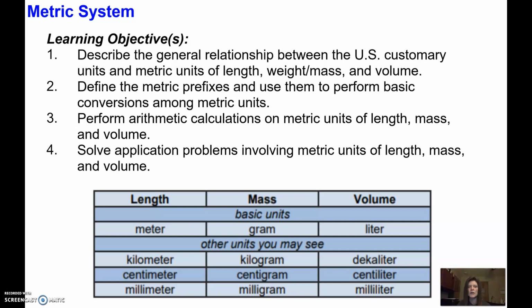Our goals here are to just know what the general metric units are, how they compare to the US units, and to be able to do a little bit of conversion within the metric system itself and between the US and metric systems. So let's start with the basic units. For length, it's meters. For mass or weight, it would be grams. And for volume, it would be liters.